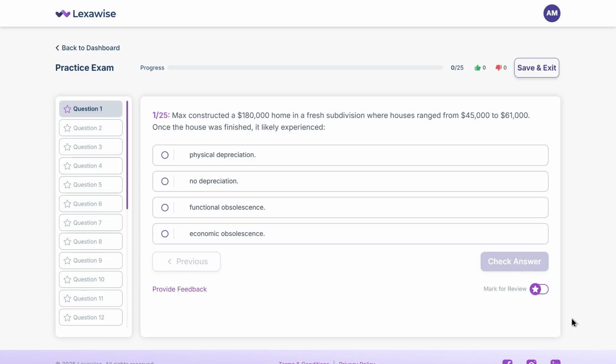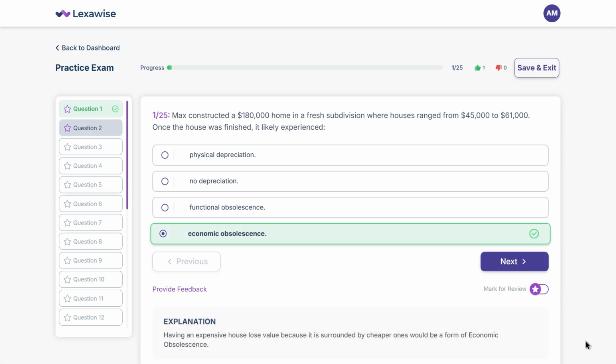The right answer is D. Economic obsolescence. When a house loses value due to being surrounded by significantly lower priced properties, it's a case of economic obsolescence, which results from external factors.